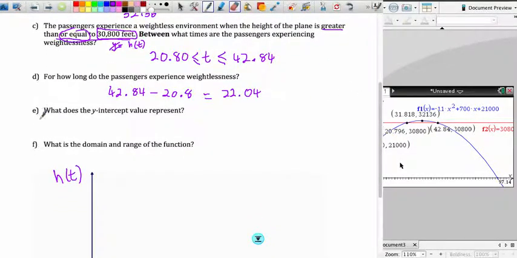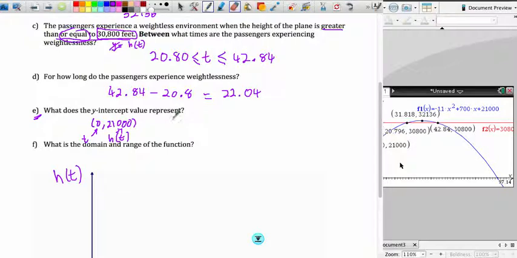Coming down here, of course this is one of the key application questions. What does the y-intercept value represent? So of course the y-intercept in our case occurs at (0, 21,000), and so if you pay careful attention to what each of these represent, 0 represents time, 21,000 represents h of t, which is the height in feet, and so at time 0 the height is 21,000. The answer, what does the y-intercept represent? The answer is it represents the starting height of the plane.